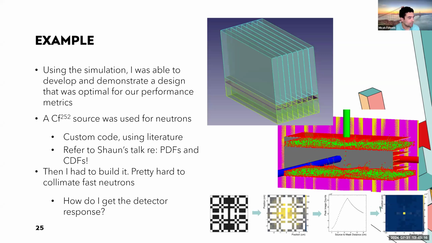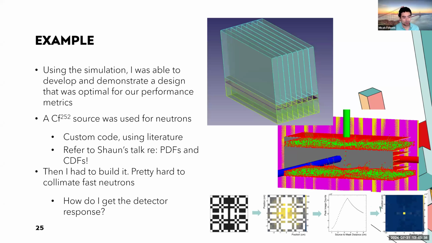We use Californium. It was a custom source. Sean talked yesterday about PDFs and CDFs. We did the exact same thing for defining the source here. Look at the literature, there's a split of gammas and neutrons you need, like the ratio and energies. That's kind of complicated for Californium, so we just coded it up, and we had a custom source that we were confident in. So then I built this detector.